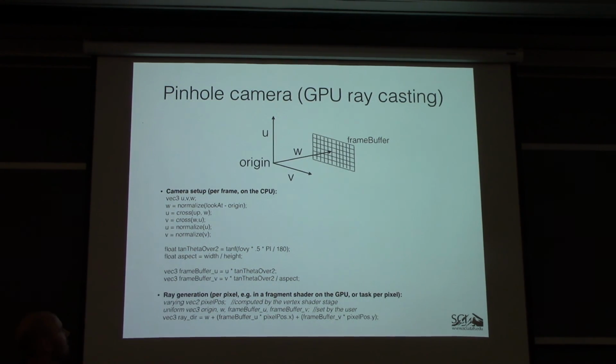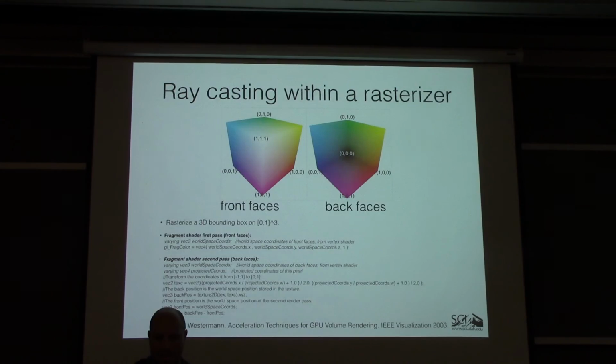But this is the same code that you see on the CPU, where you have your look-at and an origin, so your eye position, and then you do a few cross products to get your UVW orthonormal frame. Once you normalize that, you have these U and V vectors that define basically how wide each pixel is, and then you can assemble the parametric equation for each pixel out of that. It's really just two linear equations with respect to x and y. And that's your pinhole camera.